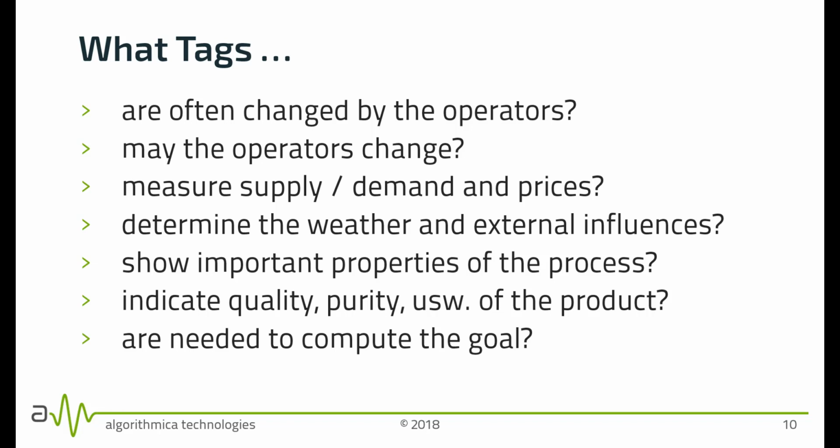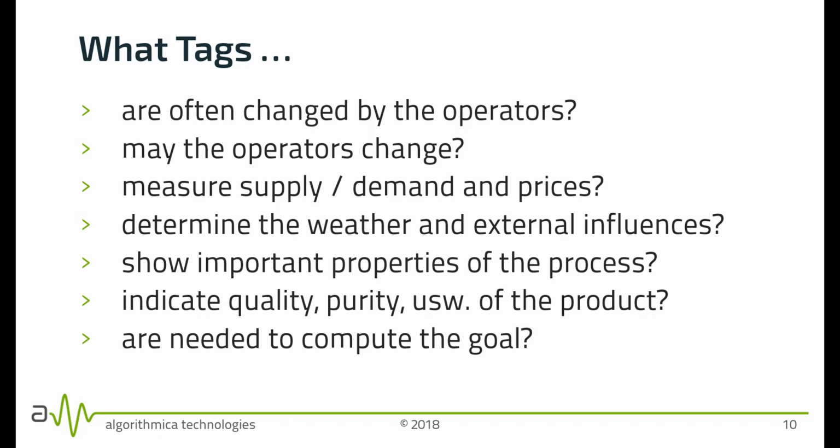Next, we might need any measure of supply and demand, financial prices for either the raw materials that go into the plant or the prices for the products that leave the plant. Oftentimes, the weather and some external world influences, maybe the temperature of the cooling water source, or the amount of rainfall, the outside air temperature, such influences may or may not be important for your plant, and they might have to be included.